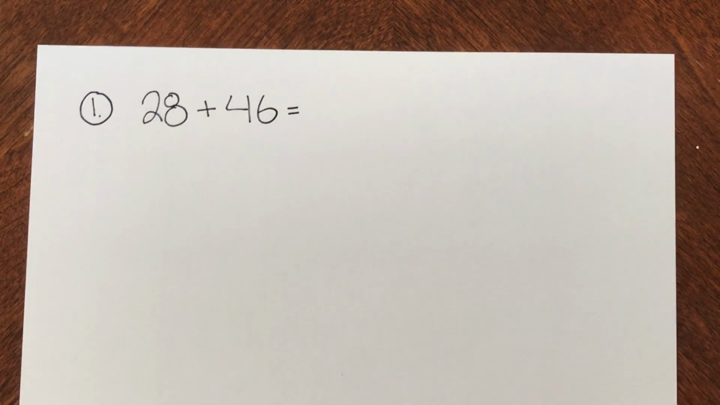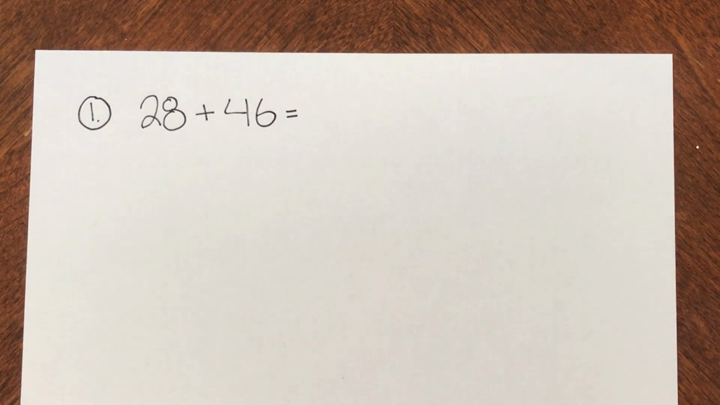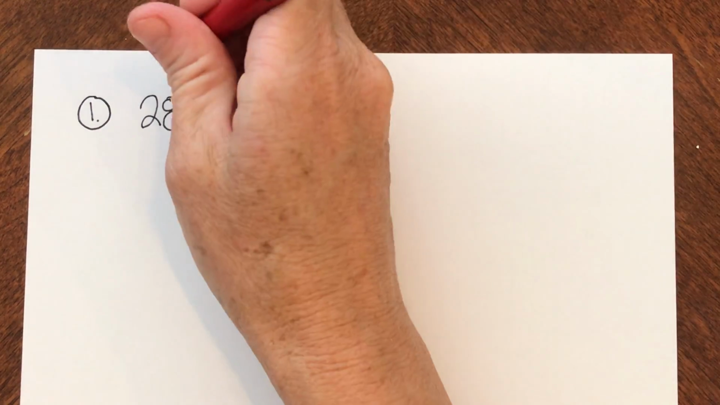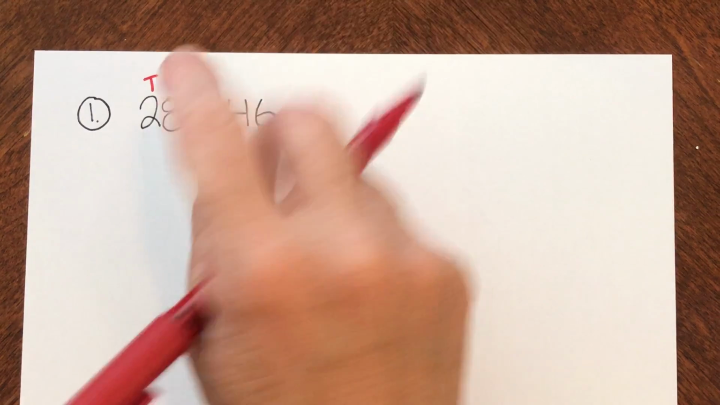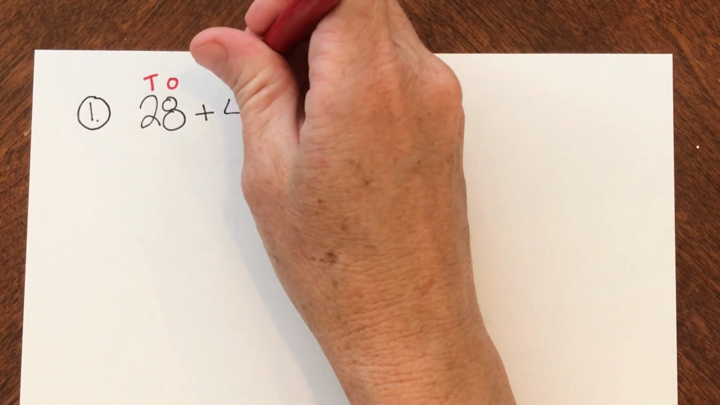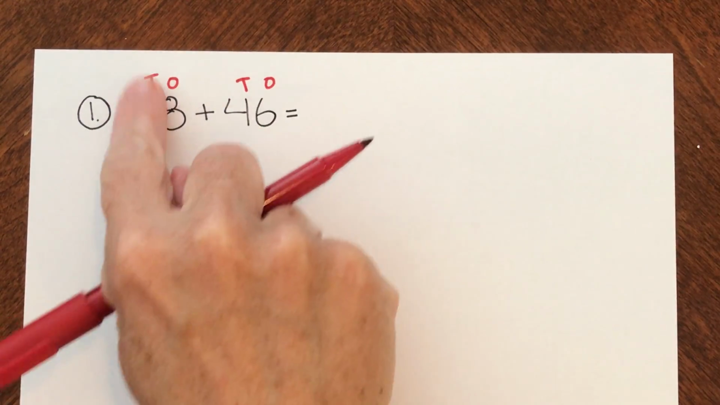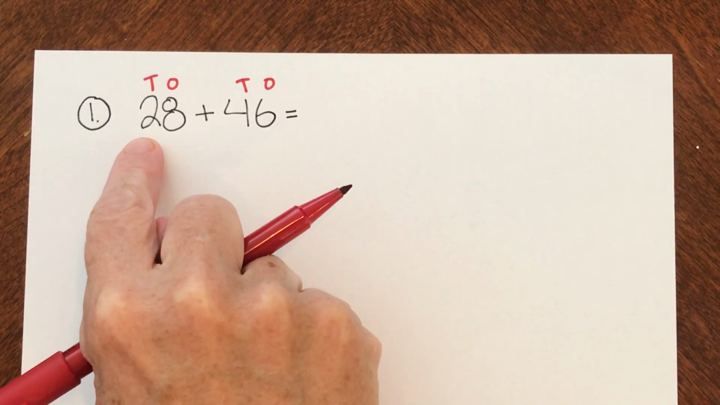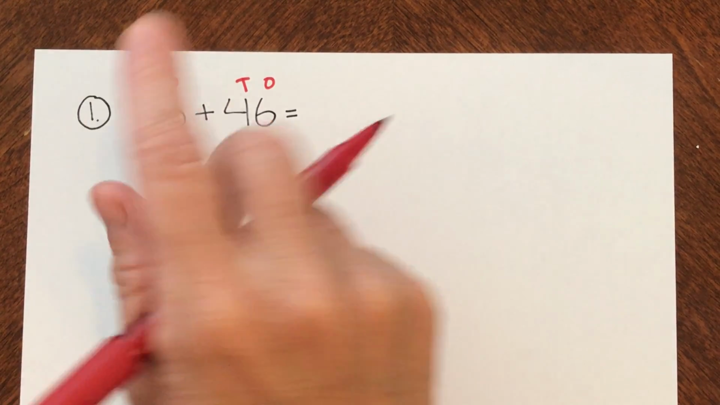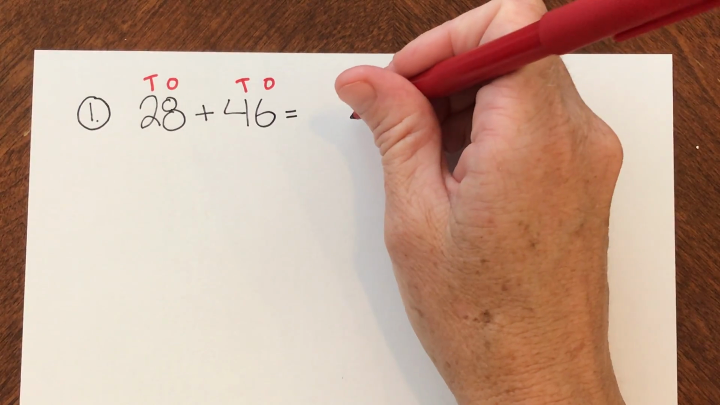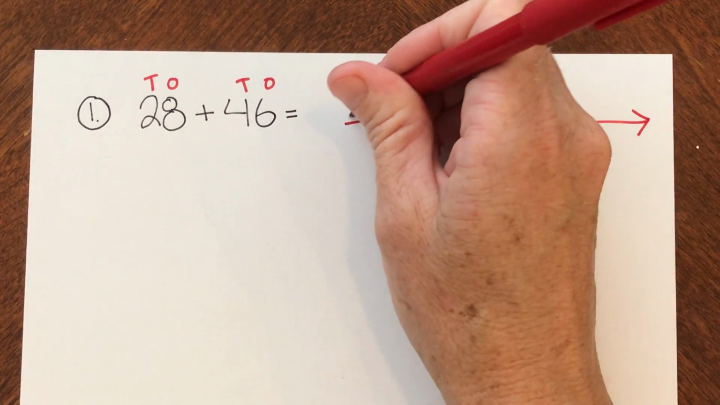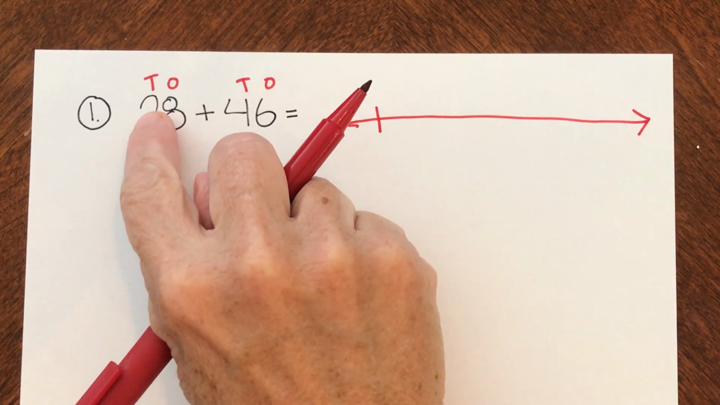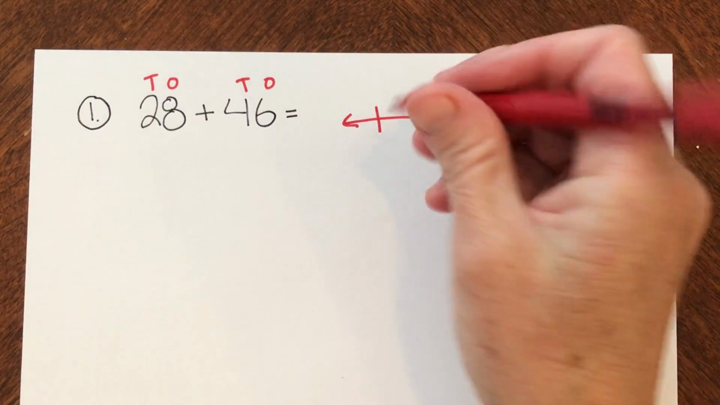Here is my first problem, boys and girls. It says 28 plus 46. Okay, so my first addend is 28. Now I'm going to put my place values on top that we have been using. So it's the tens and ones. So my greatest place value is the tens for 28. So I'm going to round. And 20, my tens, a 2 in the tens means it's 20.